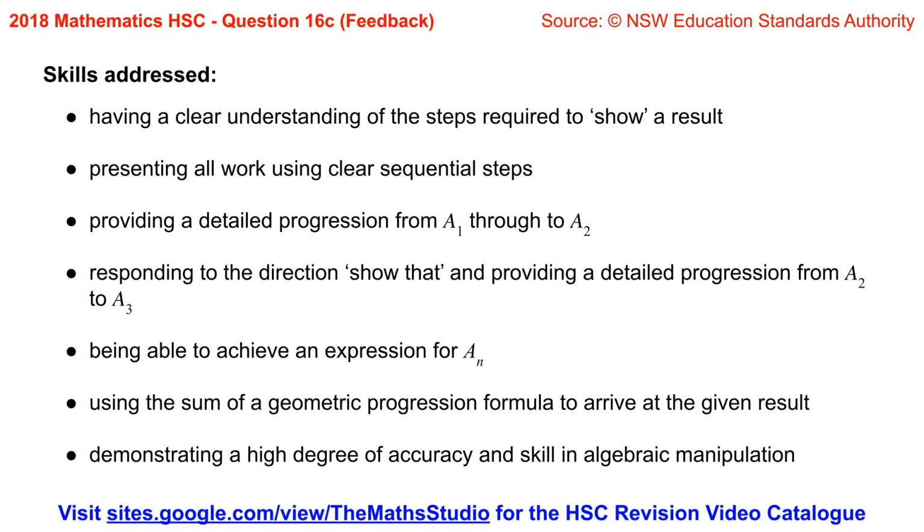The following is the feedback from the Marking Centre for question 16c. Skills addressed include having a clear understanding of the steps required to show a result, presenting all work using clear sequential steps, providing a detailed progression from A1 through to A2, responding to the direction 'show that' and providing a detailed progression from A2 to A3, being able to achieve an expression for A_n using the sum of a geometric progression formula to arrive at the given result, and demonstrating a high degree of accuracy and skill in algebraic manipulation.